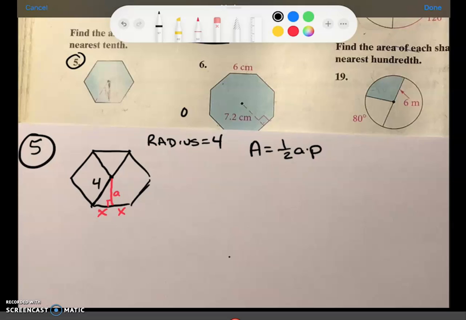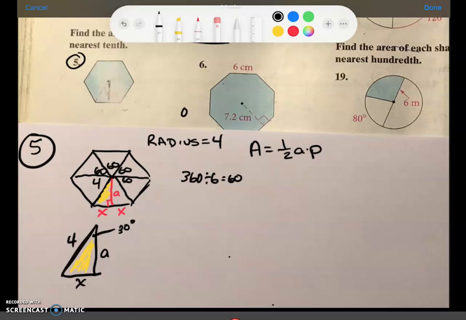So a 6-sided figure, I'm drawing all 6 radii to each of the corners. 360 divided by 6 is 60 degrees. Each one of these angles is 60 degrees. And then one angle is split. The 60 degrees angle is split. And what I'm going to do is enlarge this one particular triangle here in yellow, because this is the one I want to focus in on. And this is now, instead of 60 degrees, it's now 30 degrees here. This is still 4. This is A for the apothem. This is X, and we want to figure out X to help figure out the perimeter.